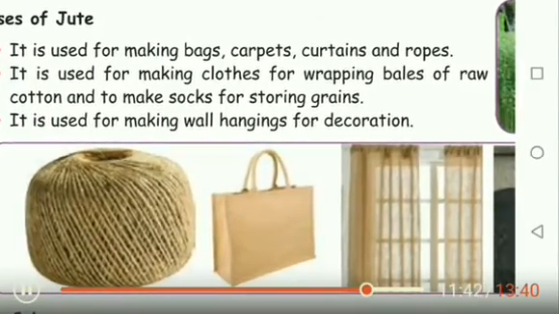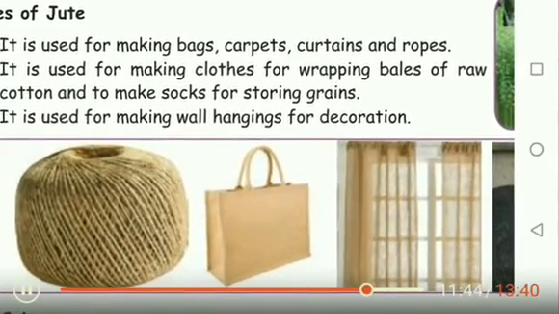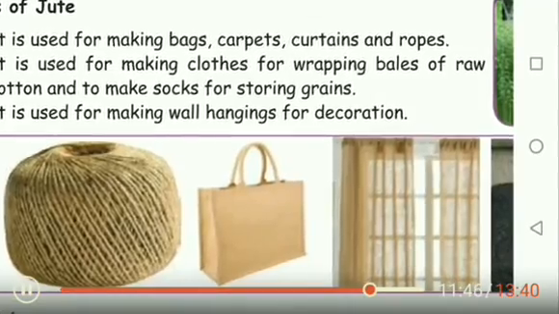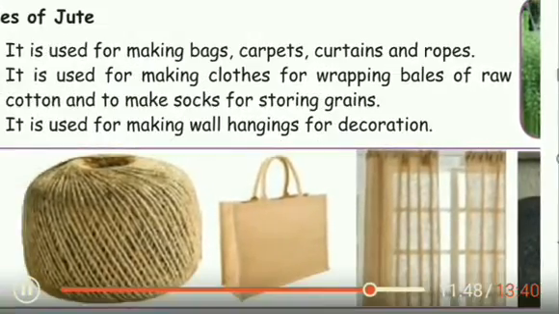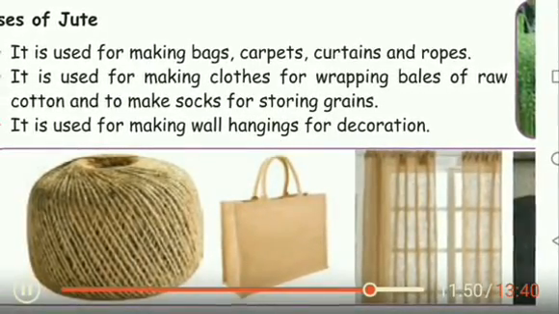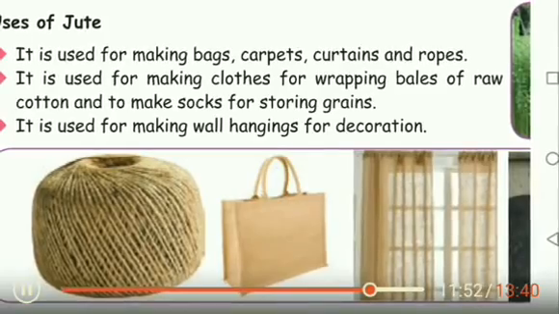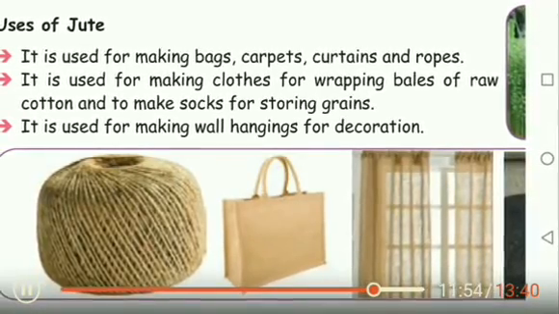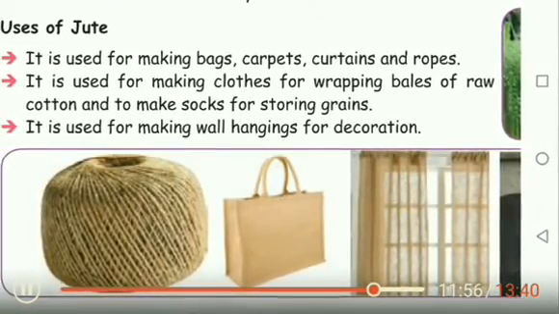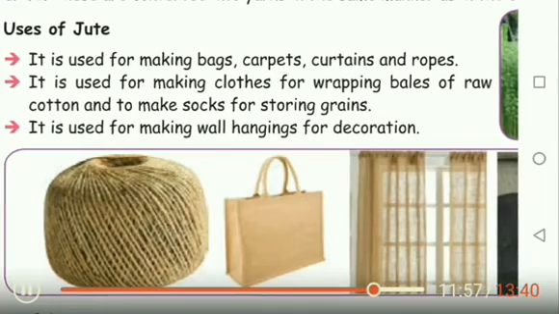Jute is used for making bags, carpets, curtains and ropes. It is used for making clothes, for wrapping bales of raw cotton and to make sacks for storing grains. Jute is used for making wall hangings for decoration.